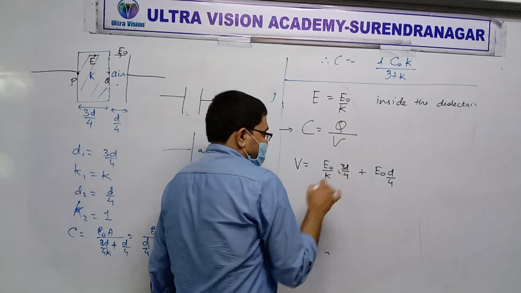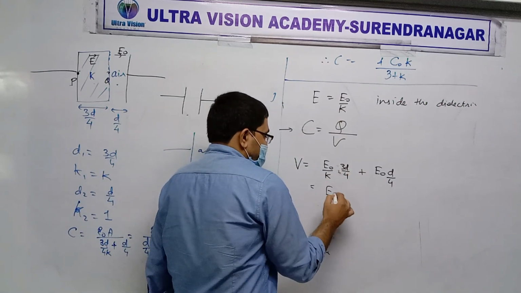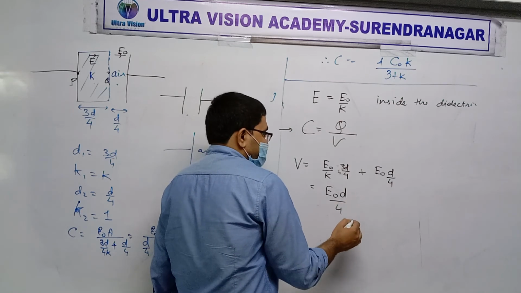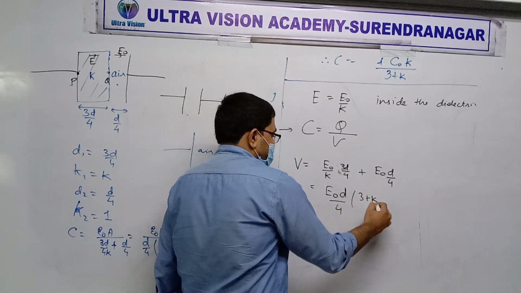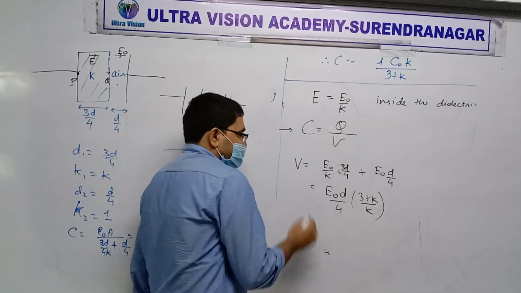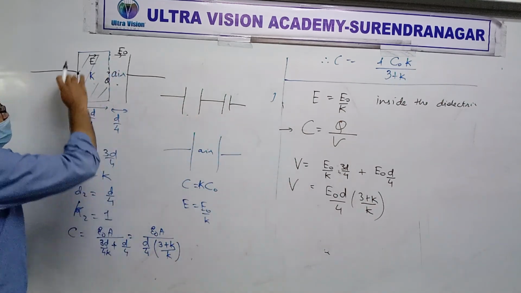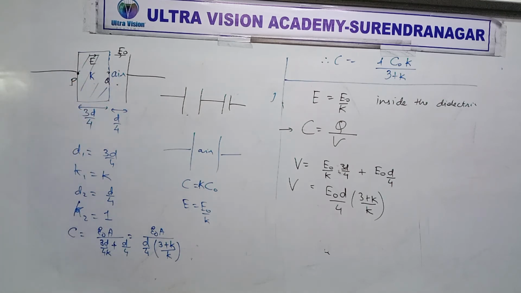Okay. And let's take the LCM and all that and whatever is common. So E0 D is common. By 4 also common. Then 3 plus K by K. Got it? This is V. Now what would be E0 into D? Suppose you don't put anything here. What would be E0 into D? V0. Yes or no? Yes. Sure, everyone got that?